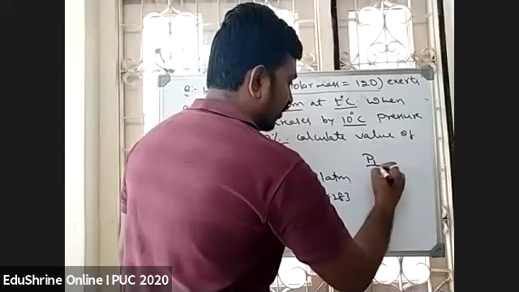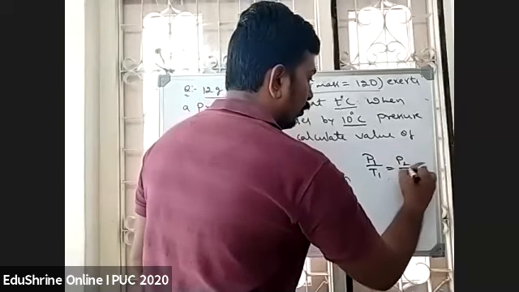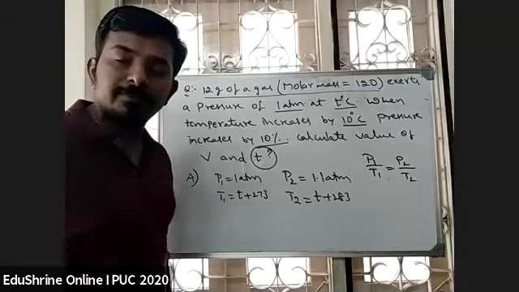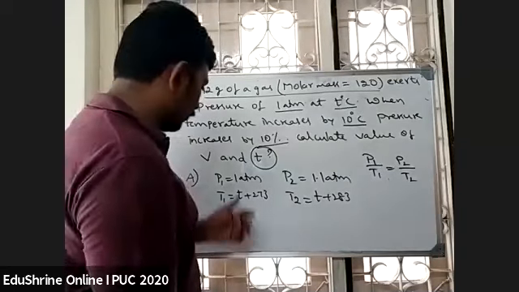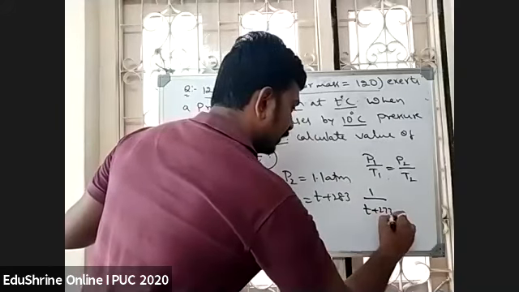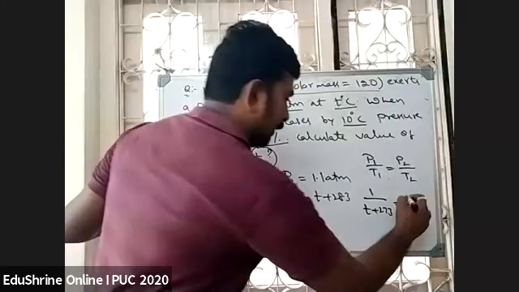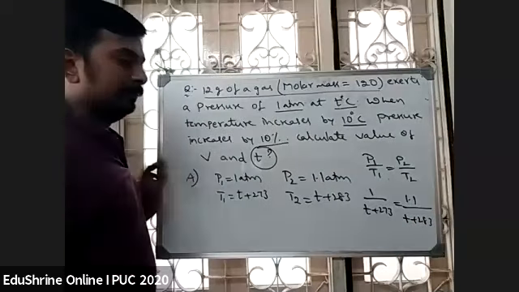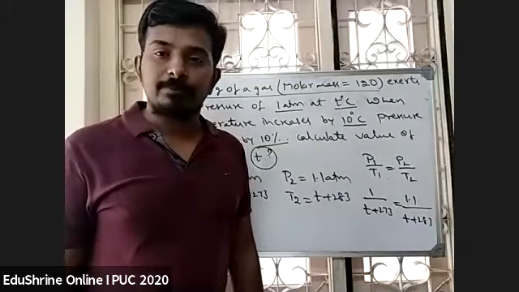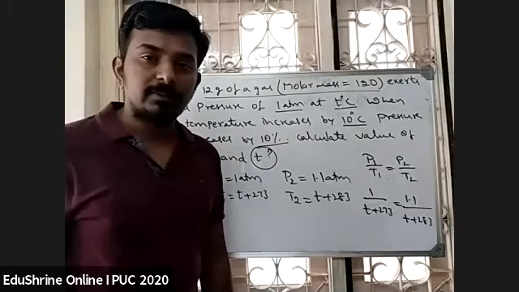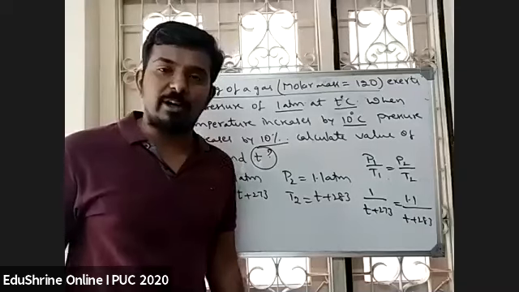So by using the relation P1 by T1 is equal to P2 by T2, I'll get this value, students. P1 is 1, by T1 is T plus 273, is equal to P2 is 1.1, by T2 is T plus 283. Right? So solve this and tell me how much you will get for T. You can do it by using PV is equal to nRT also.